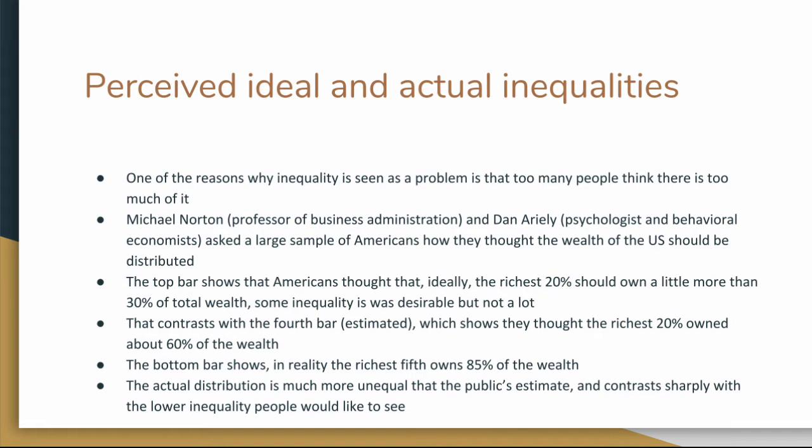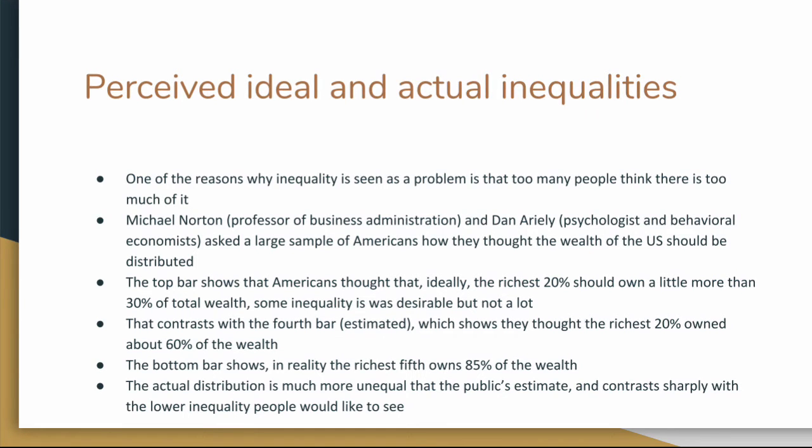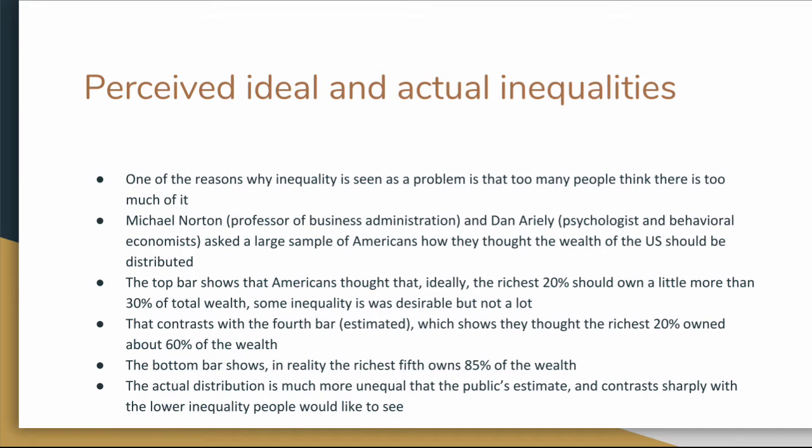The next point says, Michael Norton, a professor of business administration, and Dan Ariely, a psychologist and behavioral economist, asked a large sample of Americans how they thought the wealth of the U.S. should be distributed. Below is the survey with the information they got. The top bar shows that Americans thought that, ideally, the rich 20% should own a little more than 30% of the wealth. Some inequality in this was desirable, but not a lot.